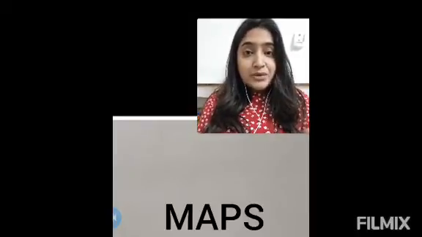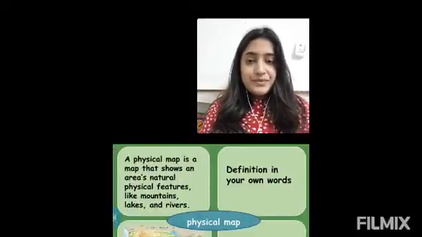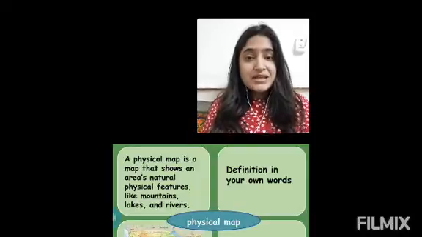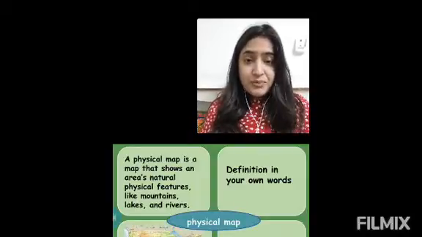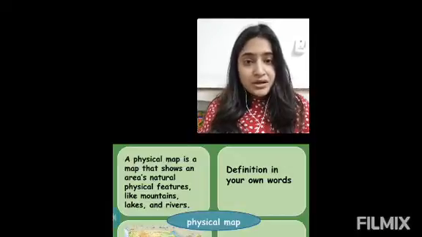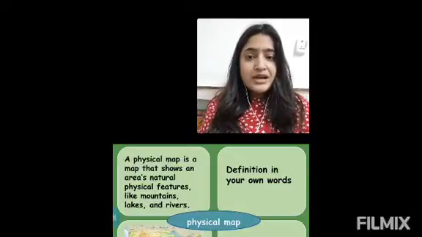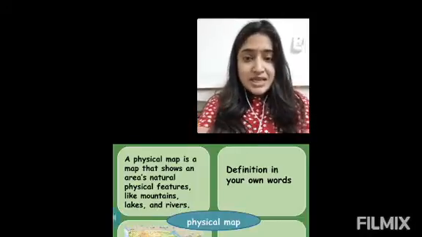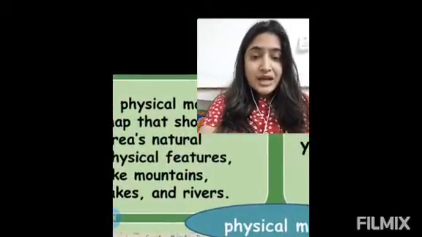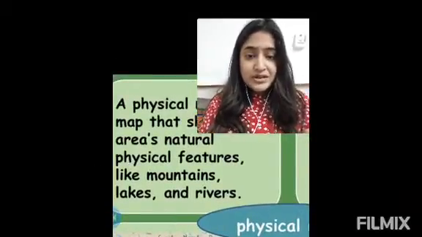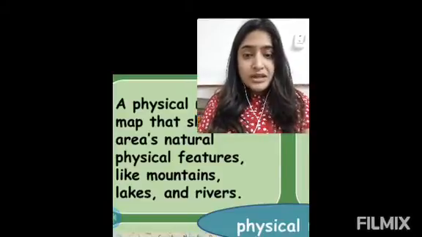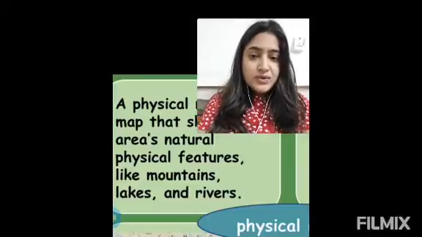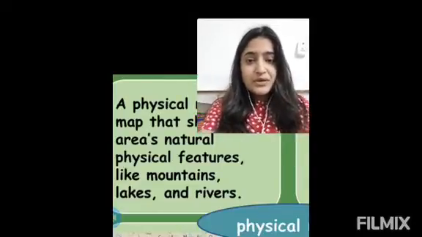Now let's study about the types of maps. Okay, so the first type is a physical map. A physical map shows the physical features of a particular place or a particular country or a particular region, right? So what are the physical features? Like mountains, lakes, rivers. You can see in this picture over here, there are some colors, right? So the green color indicates forest area, blue color indicates water bodies, right? The brown area indicates mountain region, and the yellow and the orange indicate plains and plateaus, right?